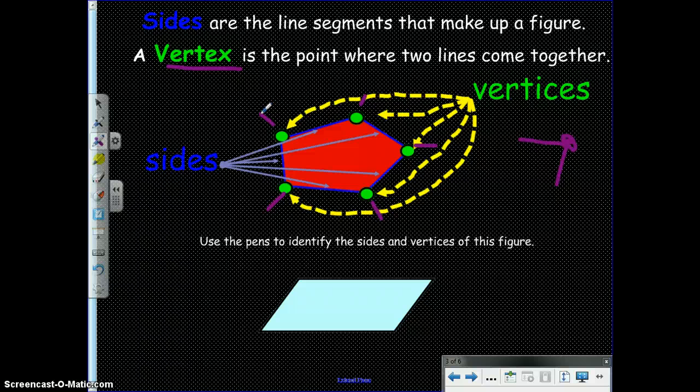If you look at the figure down here, this parallelogram, these here are the vertices. Vertices is plural for vertex, or the angles, the corners of the shape. And so polygons are made up of line segments and vertices.